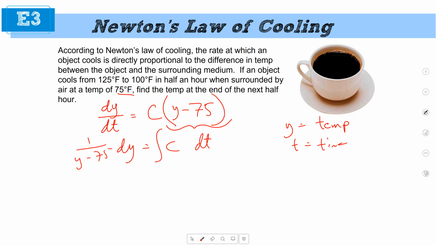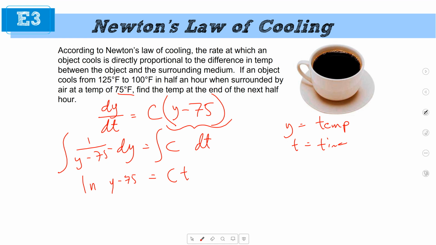As we've done before, we integrate. Let's do the right-hand side first. What's the integral of C dt? CT. And then this guy, what's the antiderivative of 1 over y minus 75? Yeah, natural log of y minus 75.